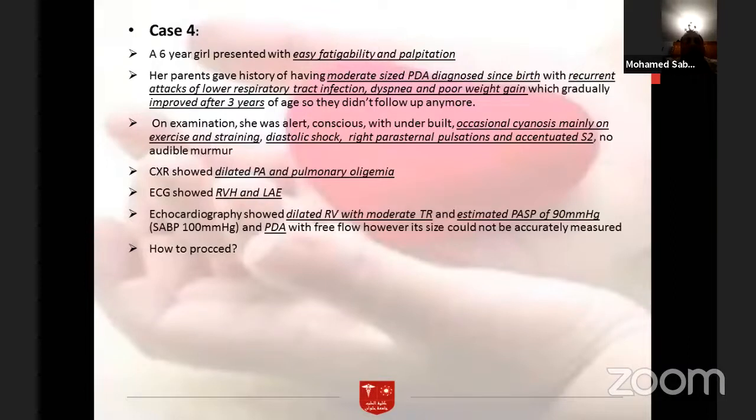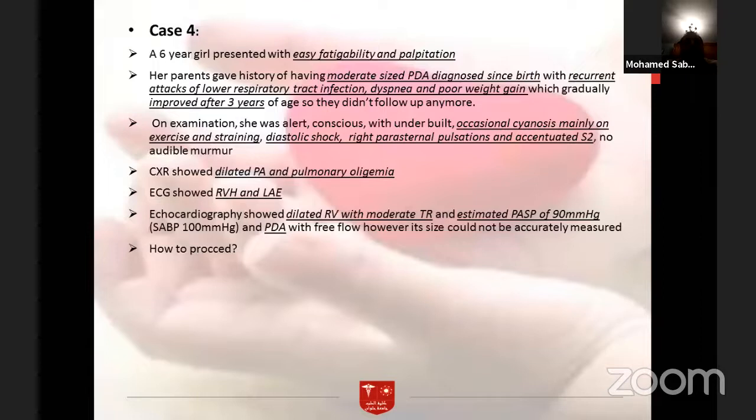And of course, because of equalization of pressures across the two sides of the PDA, the flow of the PDA will not be remarkable in echo, as we have seen in the previous cases. We will have no aliasing across the PDA, so we'll have free flow and the PDA will not be accurately measured. So how to proceed in this case? We have to go to catheterization and will not aim at closing this PDA except when we confirm that the pulmonary hypertension is reversible.